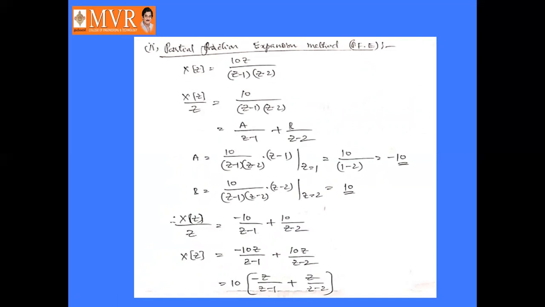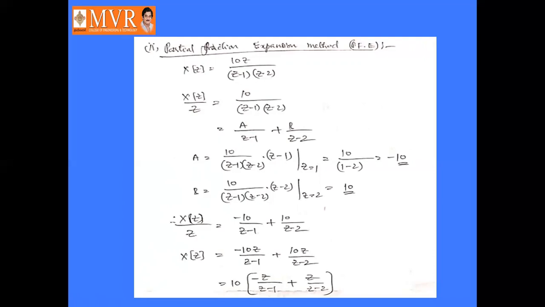And the second method is the partial fraction expansion method, also called PFE. So we will do a problem: x of z equal to 10z by z minus 1 into z minus 2. So we can write this as x of z by z equal to 10 by z minus 1 into z minus 2. So we can write this as a by z minus 1 plus b by z minus 2.